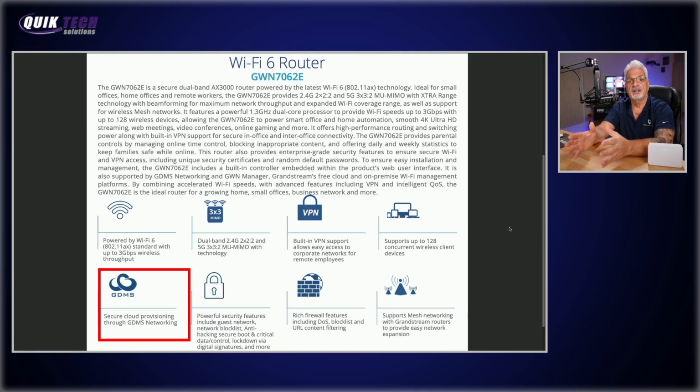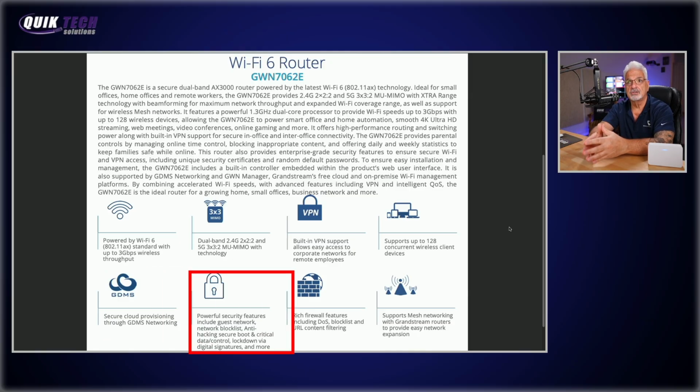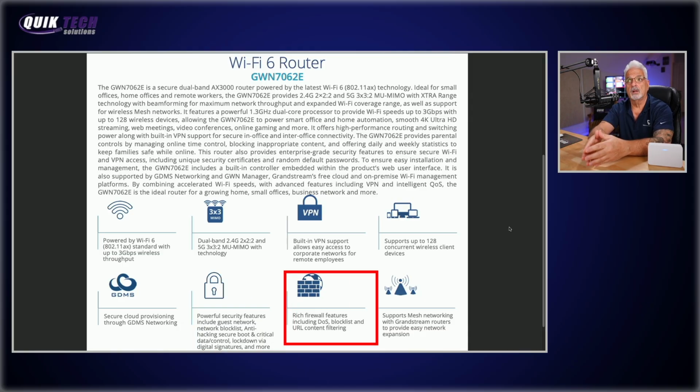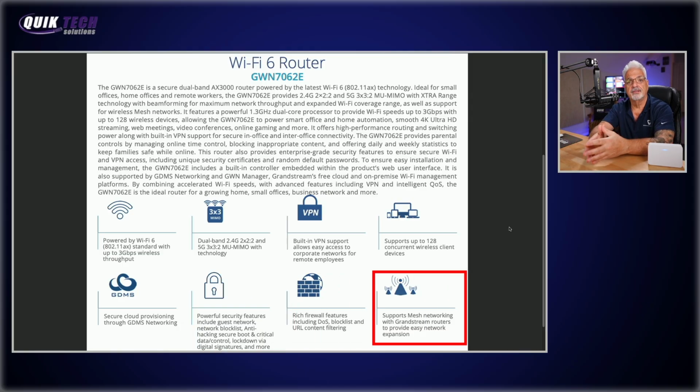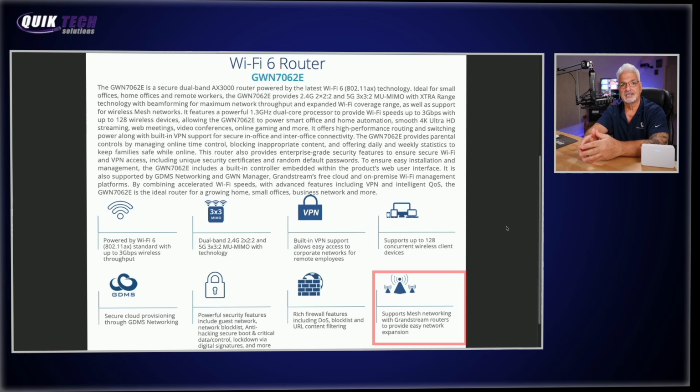So, in other words, unlike other Grandstream routers where it can support itself plus access points and switches, the GWN7062 built-in controller only supports itself. It does have powerful security features, including a guest network and a captive portal. It has a rich firewall, and it supports meshing of other 7062Es along with other Grandstream access points.